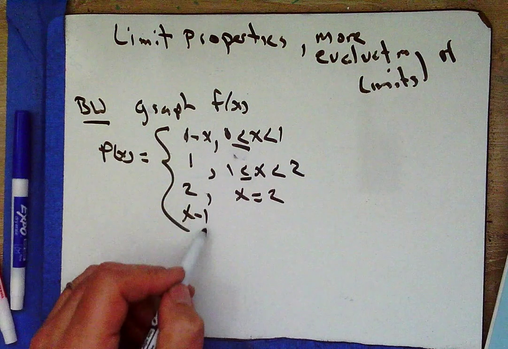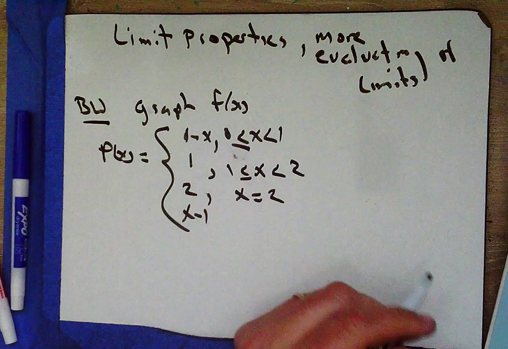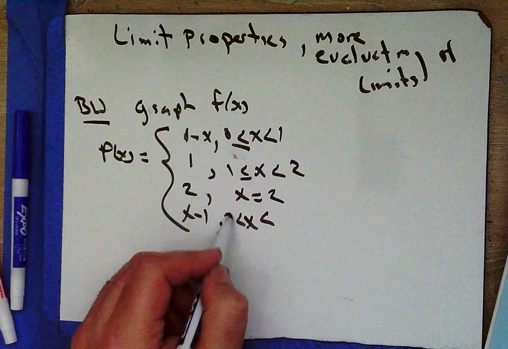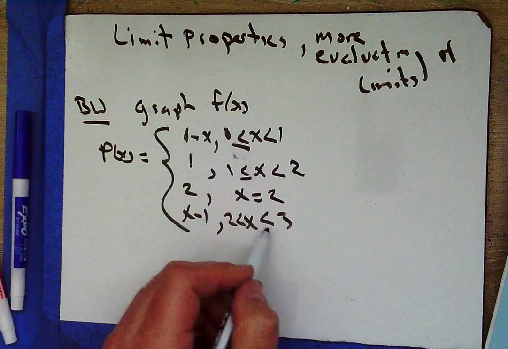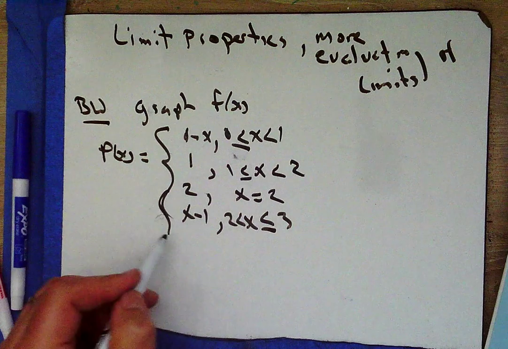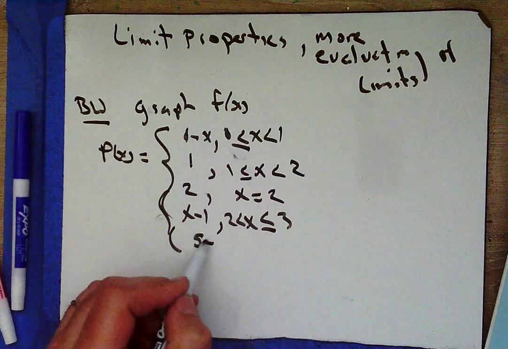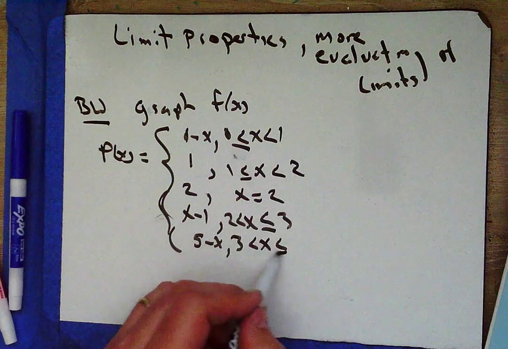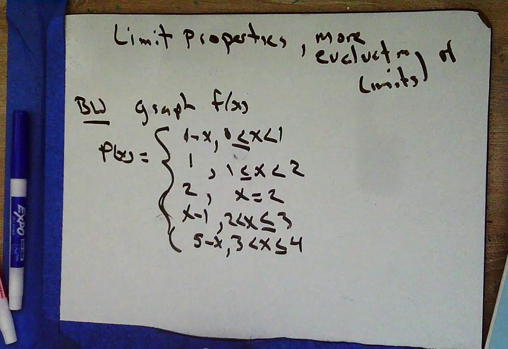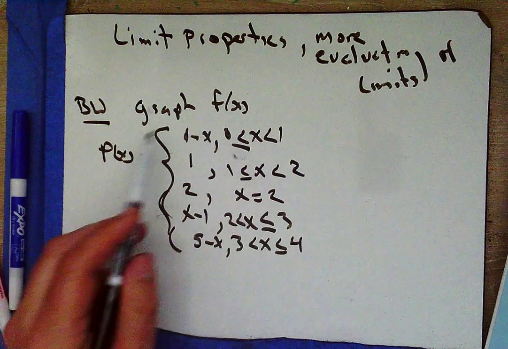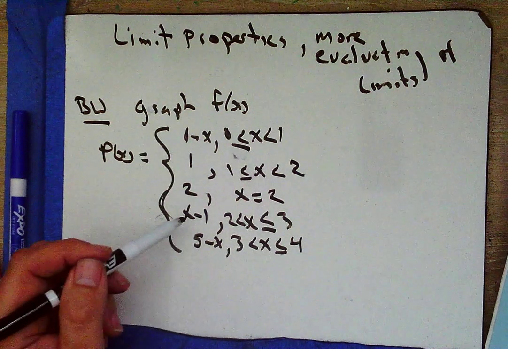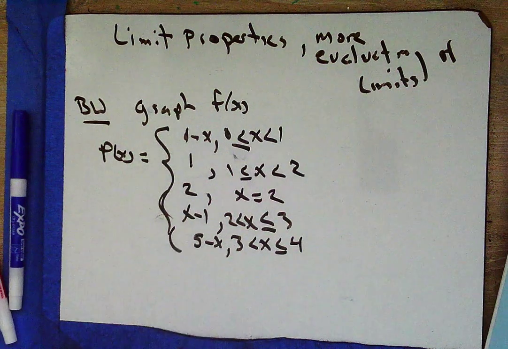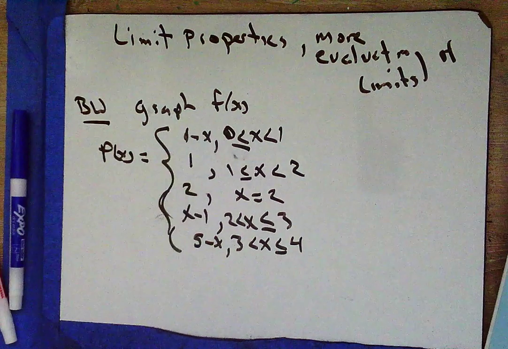And x minus 1, or is that negative x minus 1? Nope, it's just x minus 1 for x values between 2 and 3. And finally, let's have one more piece. 5 minus x for x values from 3 to 4. Hot dog! So, our piecewise function comes in 5 pieces. Please graph this function. Pause the video, give it a try. I can't wait to see what you come up with.